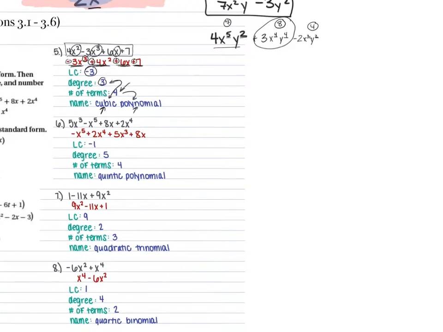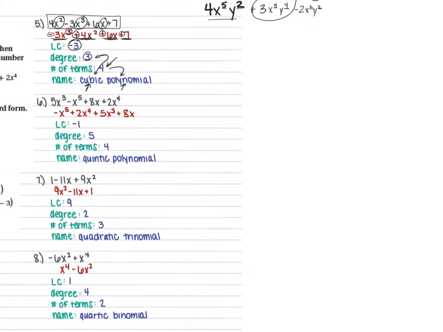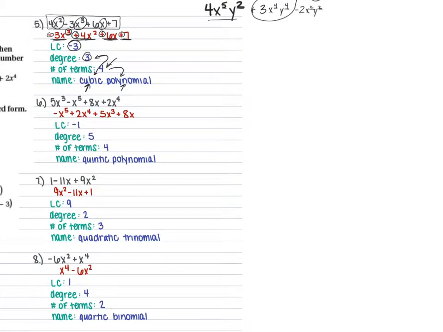So any questions on 5 through 8? Because those are all basically the same types of problems. We do them all the same. You must put them in standard form before you can start answering these. Again, the leading coefficient is the number out front when they're in standard form.